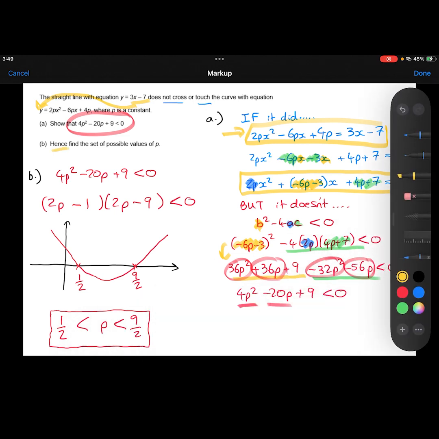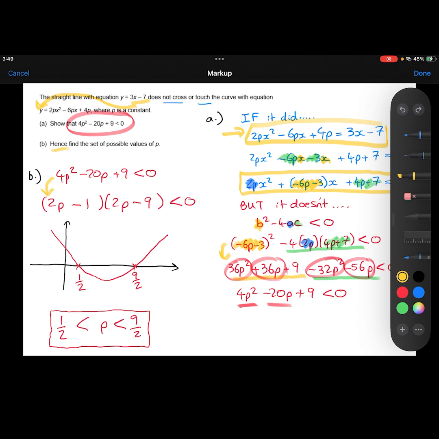Part B says to hence find the possible values of p. So again, this question said you did need to show all of your working out. So there does need to be some form of working out between the 4p squared minus 20p plus 9 and the half and the 9 over 2. You can't just stick it in your calculator. You need to factorise it like I have, or show the quadratic formula to show where these values come from.